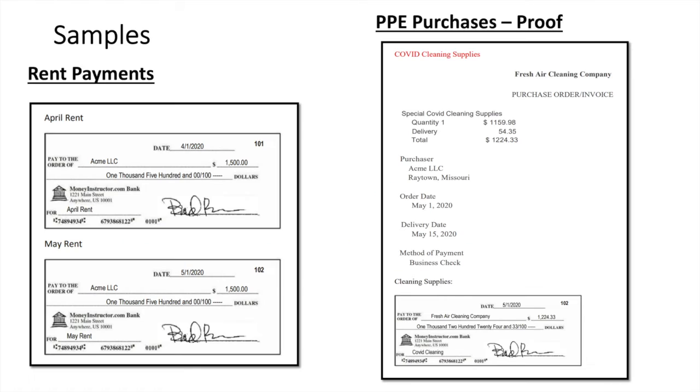Sample documents for rent payments may include a canceled rent check. For PPE purchases, proof of purchase is required, including a detailed receipt and canceled checks for any purchases made. Please remember, documents should be submitted in type format, not handwritten.